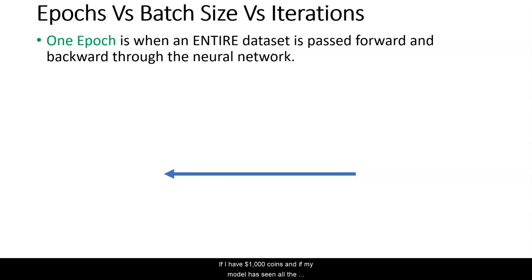So if I have 1000 data points and if my model has seen all the 1000 data points, that means I have completed one epoch. So usually one epoch is too big of a data to be fed into a neural network at once. So we divide that into several smaller batches.